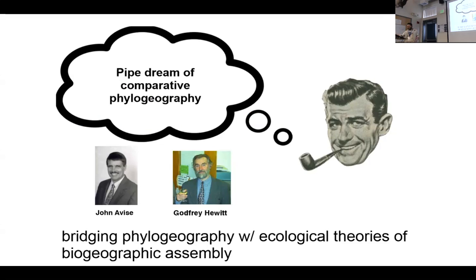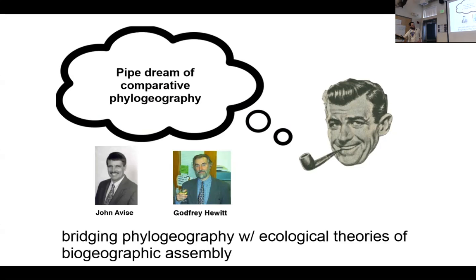I'm going to keep it down to 3 minutes, but a lot of what drives my interest in biogeography and ecology and evolution is really realizing this pipe dream of what I call comparative phylogeography, kind of inspired by John Haynes. The idea here is bridging phylogeography with ecological theories of community assembly.